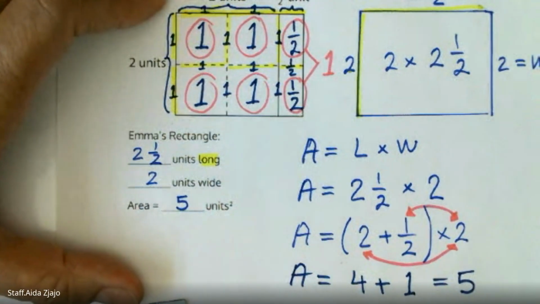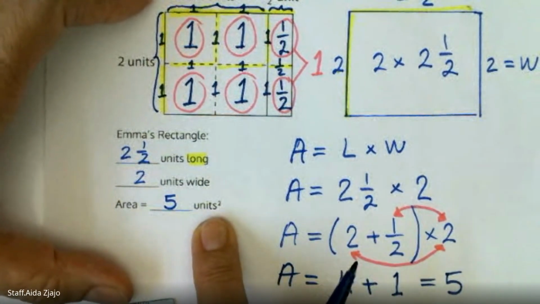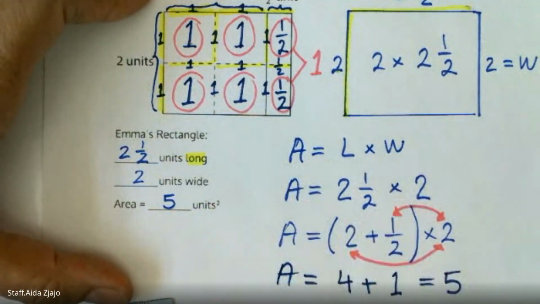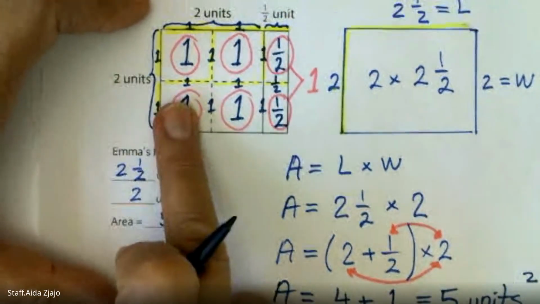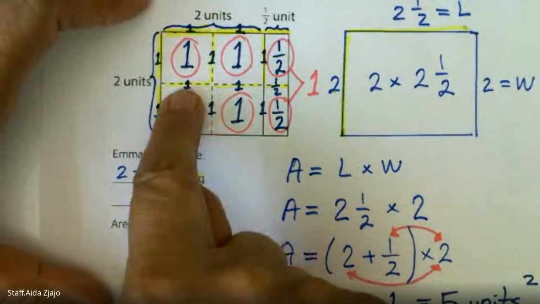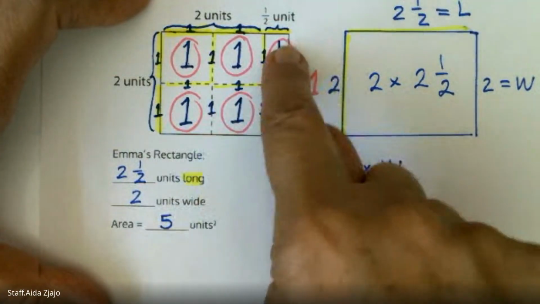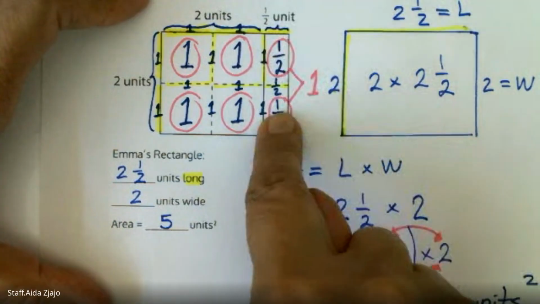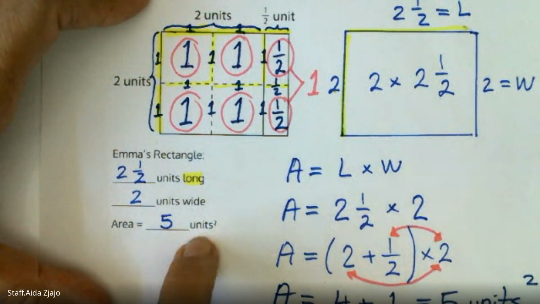But they didn't tell us what units are. They didn't tell us inches, centimeters. They just say those are units. So we need to say they are units, but they are squared, because we were counting how many whole squares there are. Here's 1 square, 2 squares, 3 squares, 4 squares, and a half a square and a half a square makes 1 whole square. So the area is 5 square units.